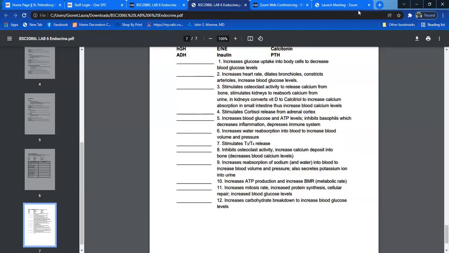Okay, so let me stop my share right now, and then I will reopen another Zoom so we can look at the images and maybe some of the notes.